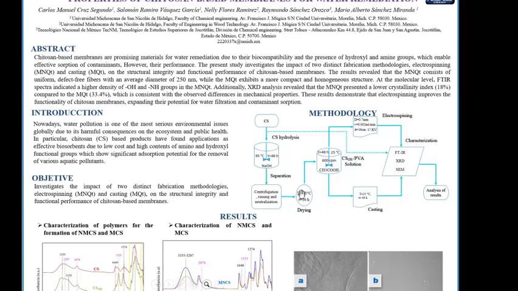After that, a solution of hydrolyzed chitosan and polyvinyl alcohol was prepared using acetic acid as solvent. With the resulting solution, the chitosan nanostructured membrane was obtained by electrospinning and the chitosan membrane by casting technique, to finally analyze by means of Fourier transform infrared spectroscopy, X-ray diffraction, and scanning electron microscopy, and thus analyze the results.